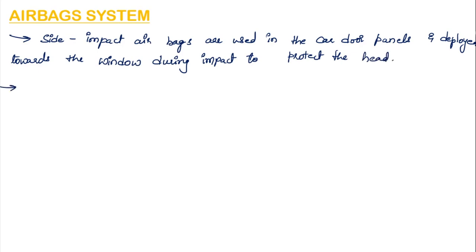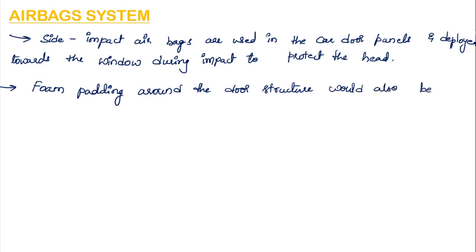Foam padding around the door structure would also be used to cushion the upper body in a side impact. Head and knee bolsters, that is energy absorbing pads, to complement the airbag system are also being used or investigated. So foam padding is also provided around the door structure. So it will also be used to cushion the upper body.